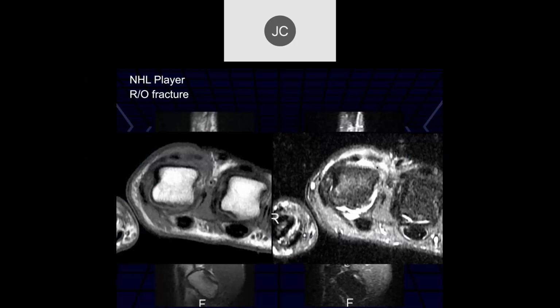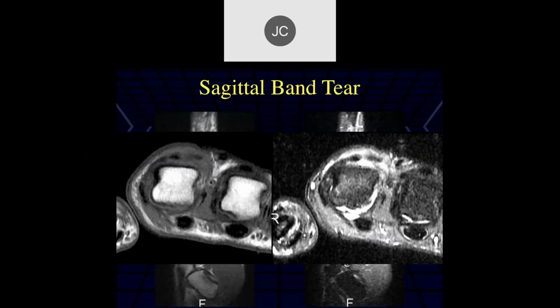And if we go to the PD FATSAT images, here you can see that there's actually probably a longitudinal split in that extensor tendon with a lot of edema and fluid surrounding that. And this was a tear of the sagittal band and a longitudinal tear within the extensor tendon here. I think a few sutures would be necessary for this one, because you're going to have to probably suture the skin anyway.